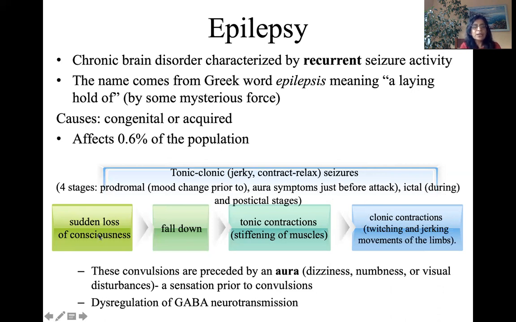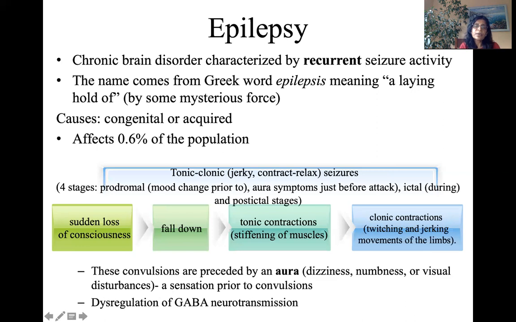So what happens is there is certain loss of consciousness. So a person going through this seizure will fall down, and then there is contraction, tonic contraction, so stiffening of muscles, and then clonic contractions, twitching and jerking movements of the limbs. So that is typically the sequence that the person with epilepsy would have. Okay, these convulsions are preceded by an aura, dizziness, numbness, visual disturbance. So a sensation that then leads to these convulsions.